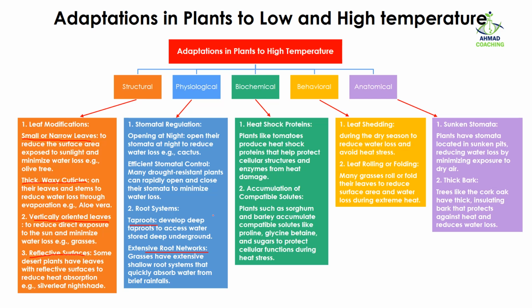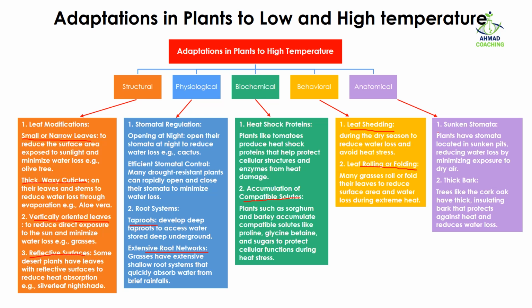They have heat shock proteins to protect them from heat damage, as well as they have accumulated some other compatible solutes to prevent heat stress. They shed their leaves during hot weather to reduce the surface area, as well as they roll and fold their leaves to perform the same function.